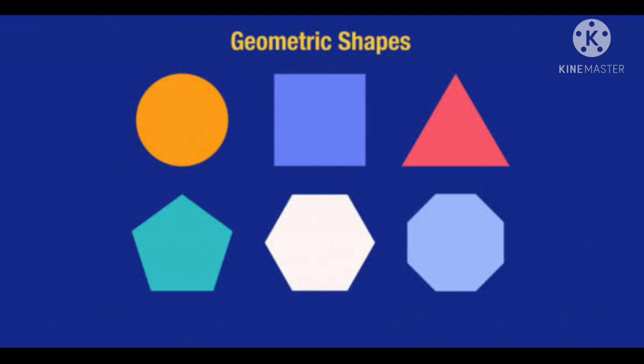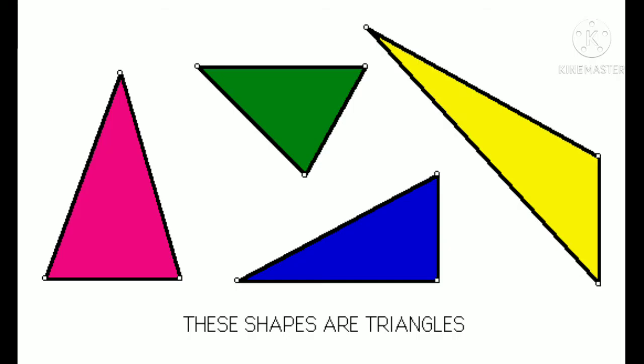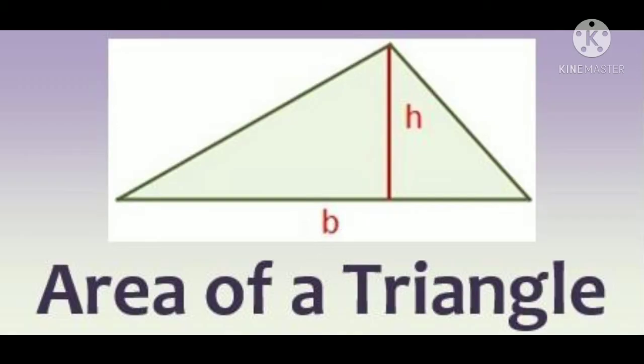Now see here, in front of you there are some triangles. All have 3 sides, so all are triangles. The pink one is a triangle, green is also a triangle, blue is also a triangle, yellow is also a triangle, but all are of different shapes. Next we will see how to measure these triangles, how to find the area of a triangle.